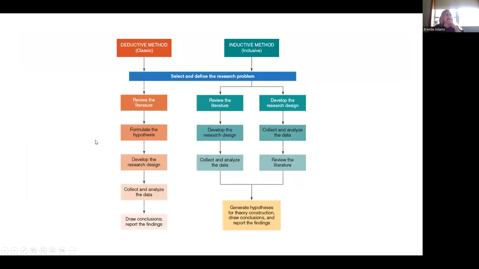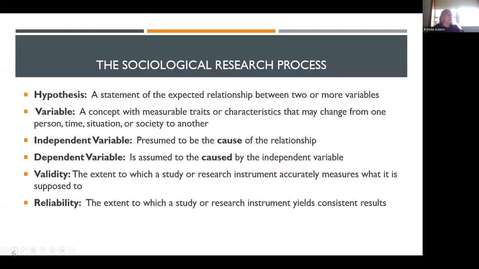So this is basically a scientific research method. And these are the different methods, if you're doing the classic or the inclusive. You can look this up in your book. It's very informational, the different routes that people take for research. So the sociological research process goes on.